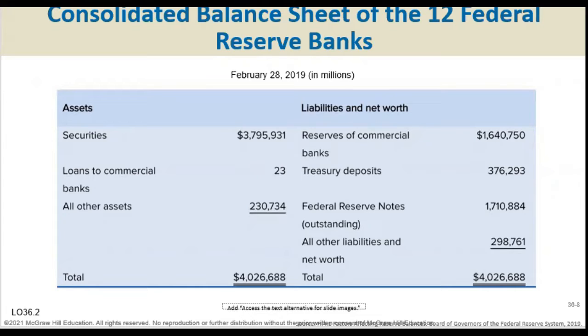This is an example of a consolidated balance sheet of the 12 Federal Reserve banks as of February 28, 2019, in millions. Like I said before, if you look at one side, it categorizes all the assets of the Fed: securities, loans to commercial banks, and all other assets. And we have liabilities and net worth on the other side: reserves that the Fed holds for commercial banks, treasury deposits, Federal Reserve notes outstanding, and all other liabilities and net worth. But the key here is that the total or subtotal on each side of the balance sheet has to be equal.